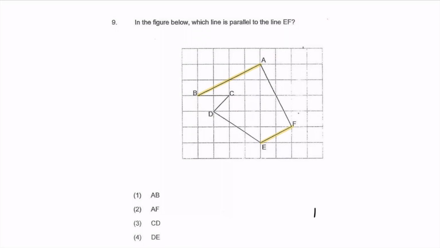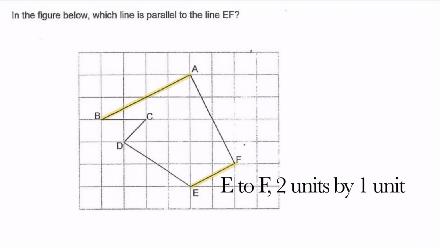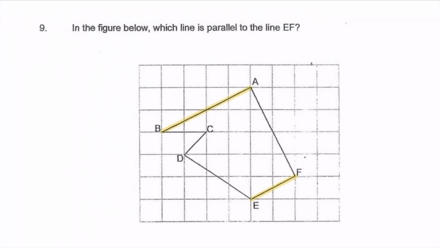which is parallel to E and F. So looking at E, F, that's 2 units by 1 unit. What I mean by that is this. Look at from E to F. That's 2 units to the right, 1 unit up. So, well, one way to do this is to see whether a line looks like it's parallel, but it's always better to be sure rather than going by appearance.